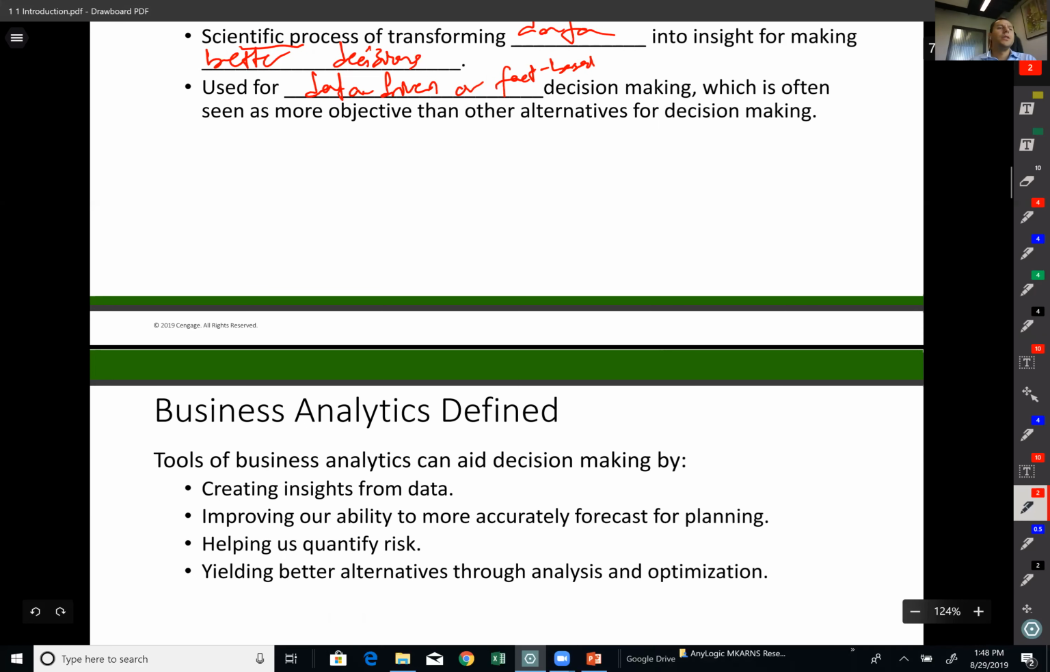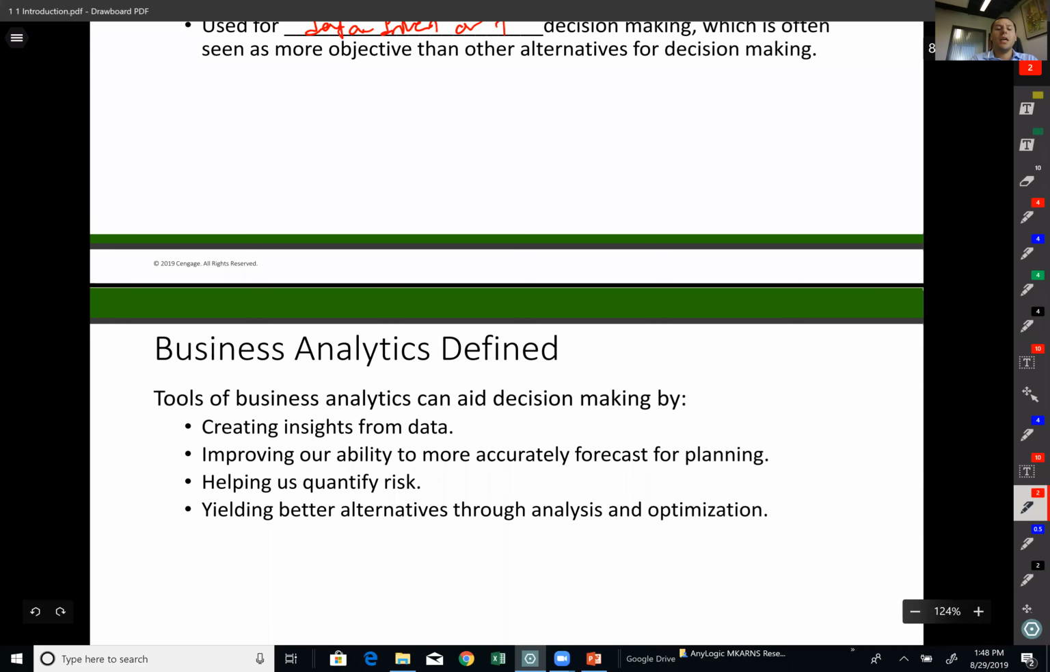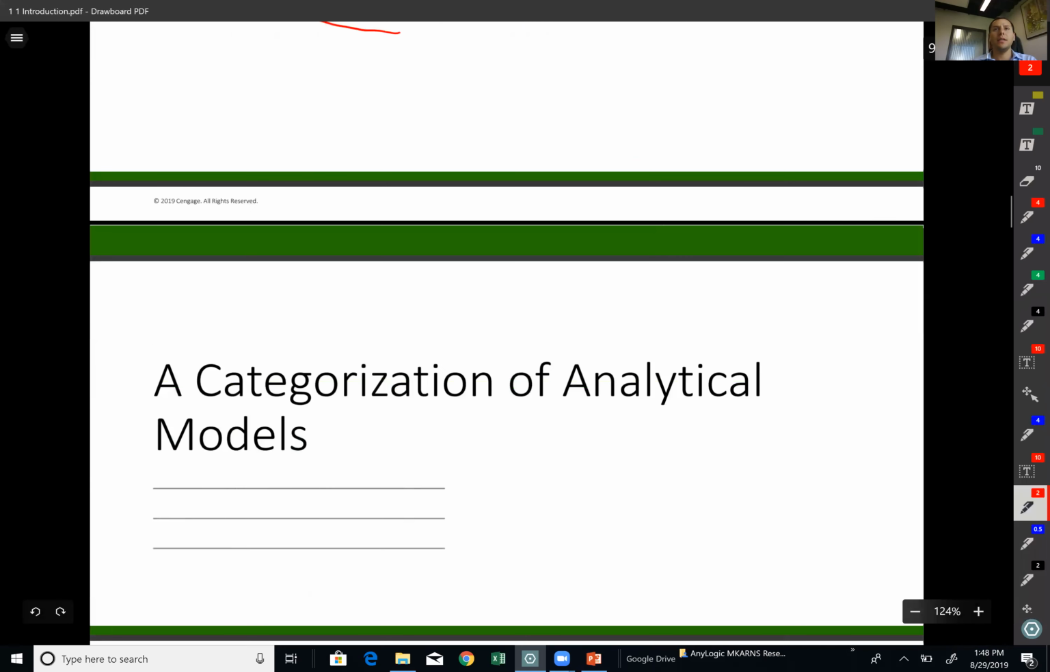All right. So these are the tools that decision-making managers use. They create insight from data, and we can accurately forecast for future planning, and we can quantify risk. Risk is another important concept in business analytics, and we try to find better decisions, yielding better outcomes. And there are three components of business analytics.